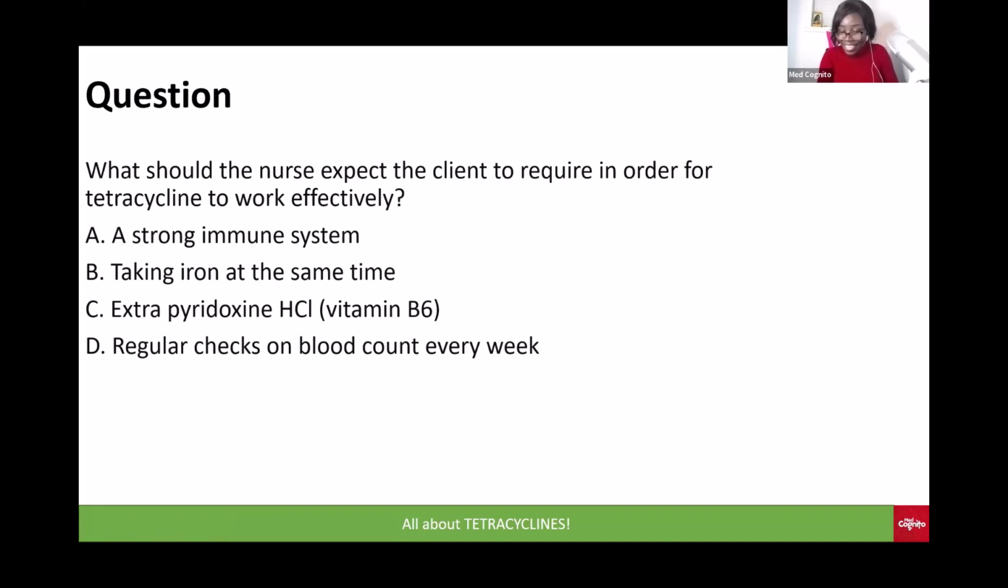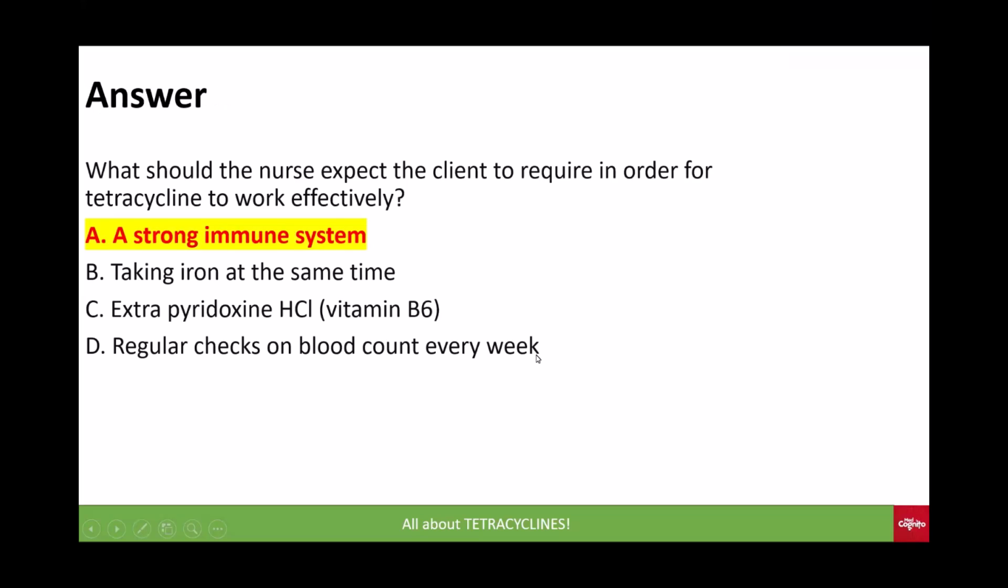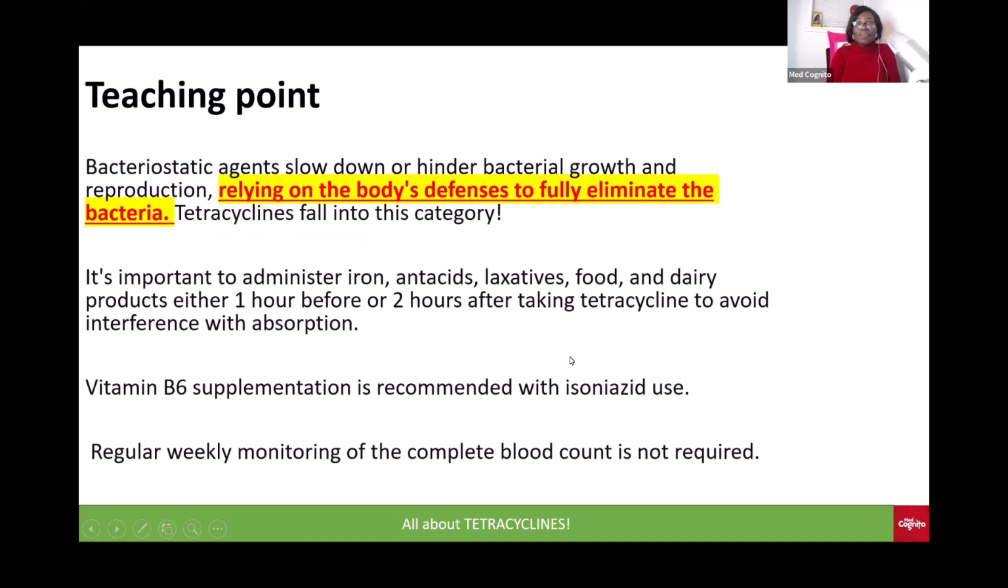A by Mikhail. Yes, the answer is A. Yeah, the same thing I'm thinking. Yes, great. The answer is A, a strong immune system. So let's get to understand why.